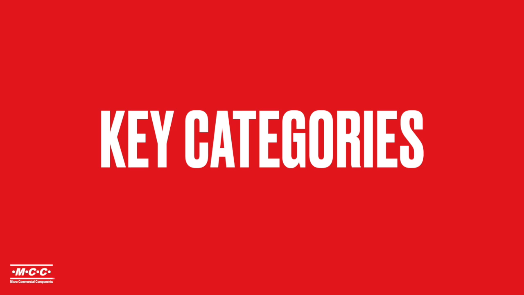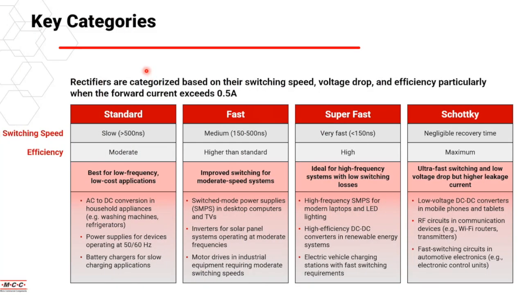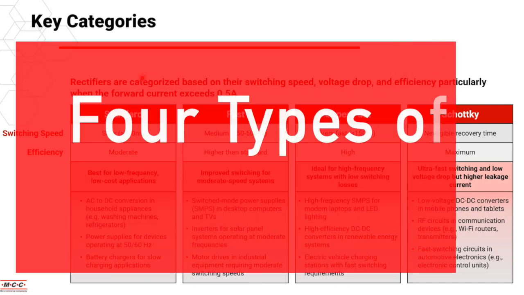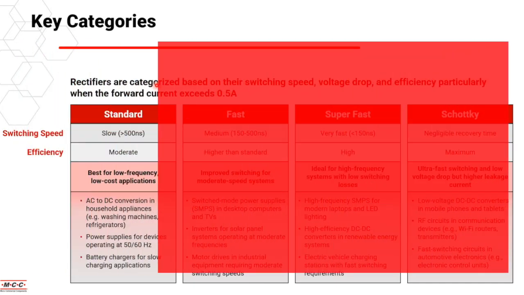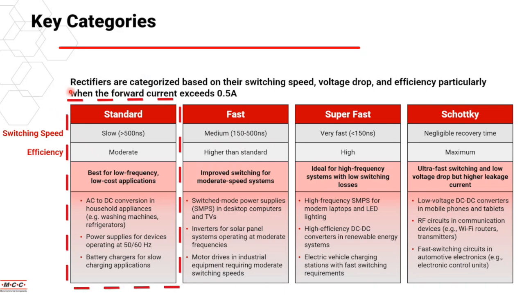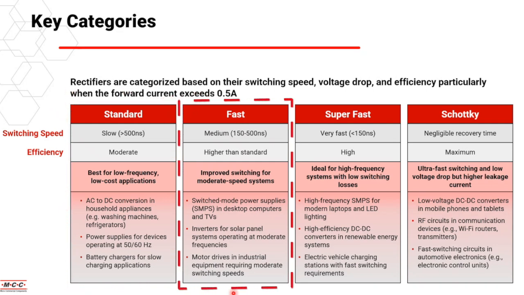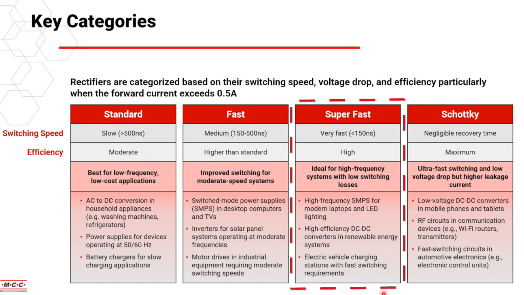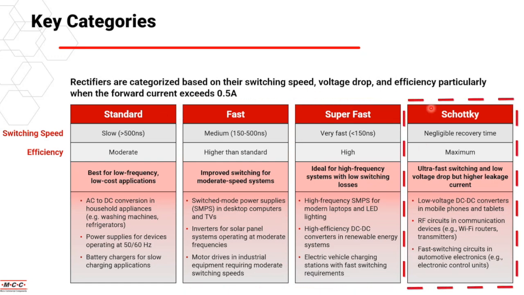So how do we categorize rectifiers? Basically, in the market, you will find 4 types of rectifiers. We have the standard recovery rectifiers, and we also have the fast recovery rectifiers. Nowadays we have the super fast recovery rectifiers, as well as the Schottky barrier rectifiers. Each of them has its own advantages and disadvantages.